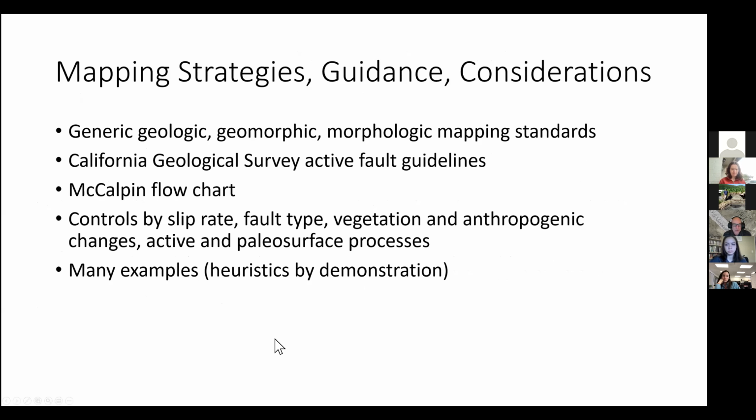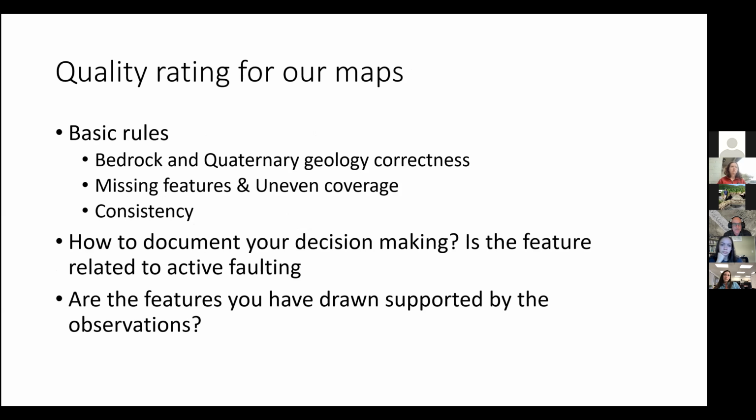No, okay. So just a few more summary points here: mapping strategies, guidance, and considerations. We're doing this work with these standards. We followed an example from CGS. I'll show this McCalpin flowchart in a moment. We're aware of controls by fault slip rate, fault type, vegetation, anthropogenic effects, active and paleo surface processes, and we'll see some more examples. That's the heuristics by demonstration.